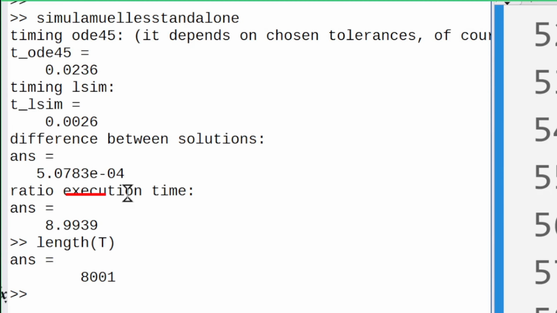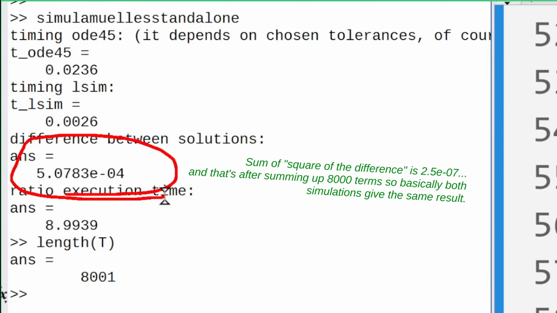And the difference between the solutions, well, the sum of the squared error is 10 to the minus 8. The square root is 10 to the minus 4. And this is the sum over 8,000 samples. So, as we said, the tolerances were 10 to the minus 5, 10 to the minus 6. So, basically, this tells me that the solutions are the same.